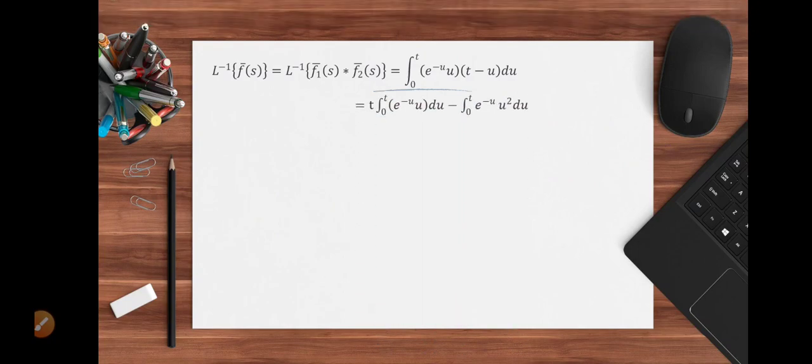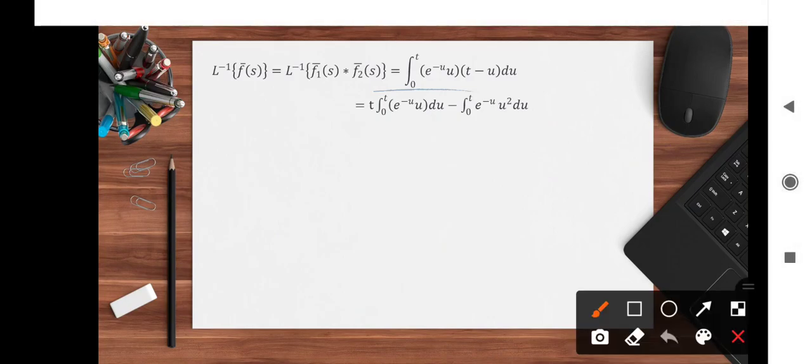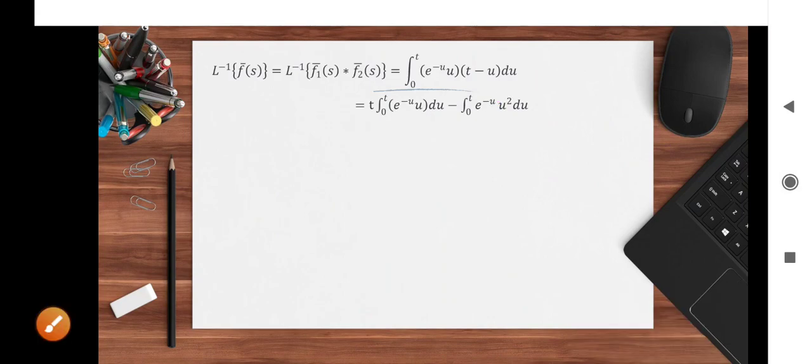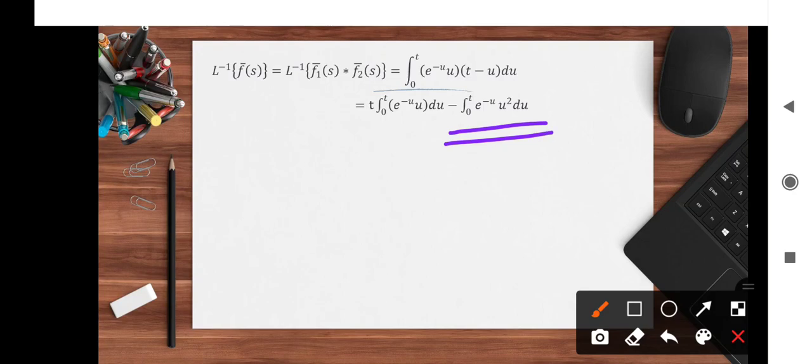So we get here integration from 0 to t e raised to minus u into u, but as t is constant with respect to u, so we can write it outside the integration. And the second term as it is, integration from 0 to t e raised to minus u u square du. Now you have to perform the integration.